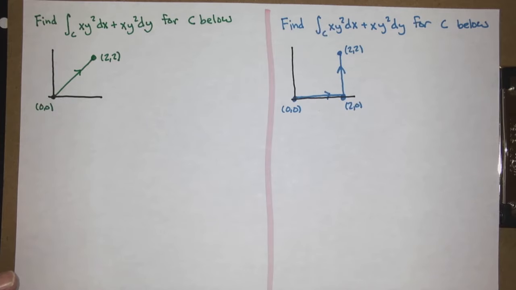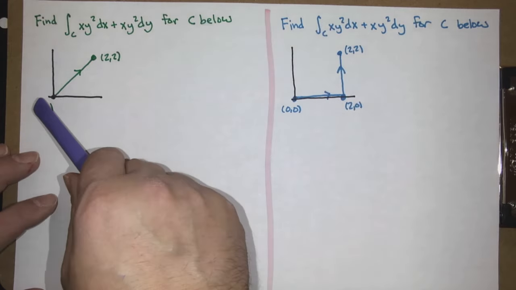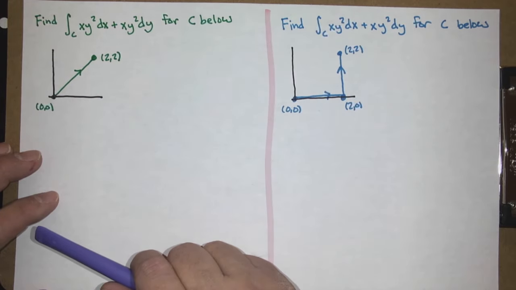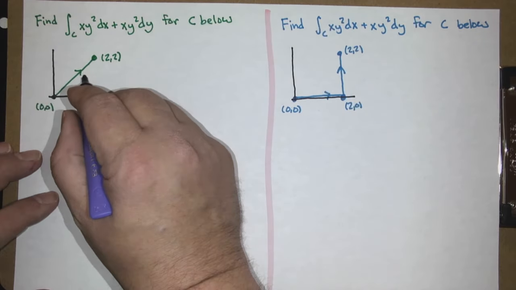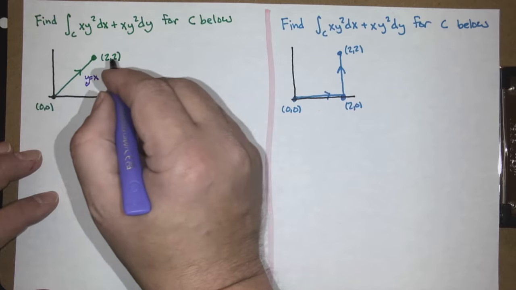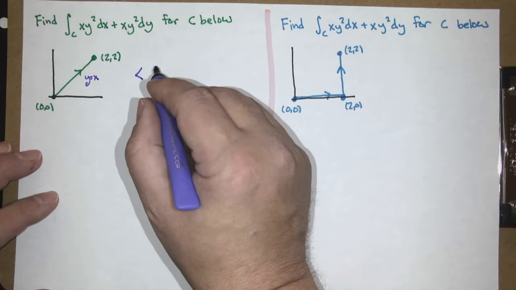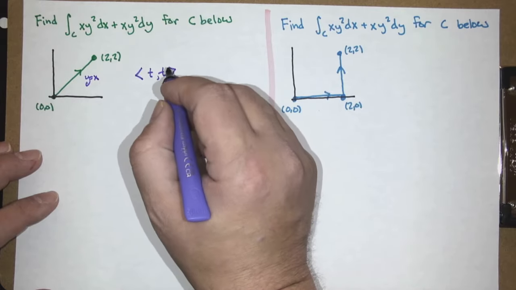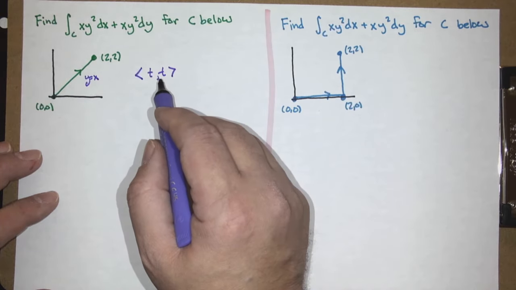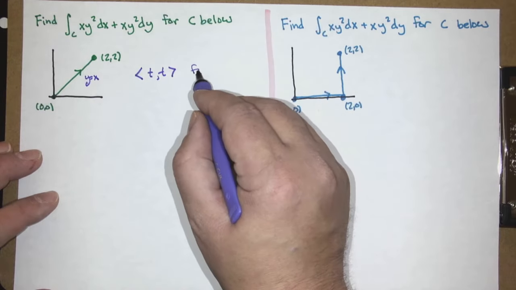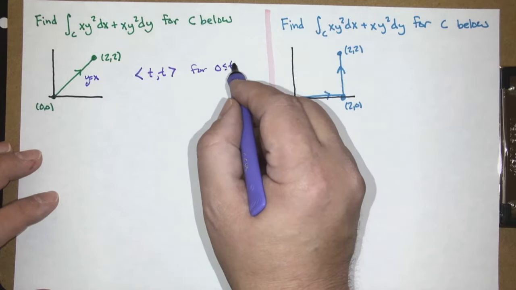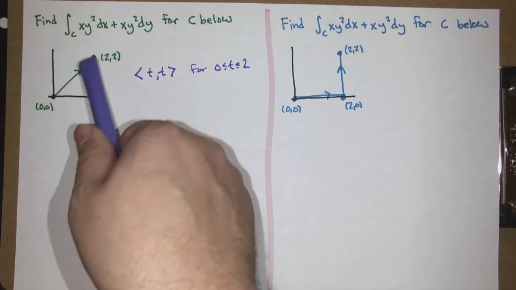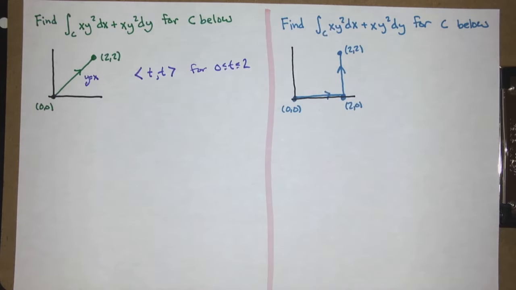But that's okay. There's a couple ways to do this. Do you recognize this as a piece of a bigger line? What line would this be? y equals x. So if we think of this as y equals x, a parameterization, not the only one, but a really simple one, would be t comma t, x equals t, y equals t, for 0 less than or equal to t less than or equal to 2. That will start at 0, 0, it will end at 2, 2, and it moves along the line in the right direction.